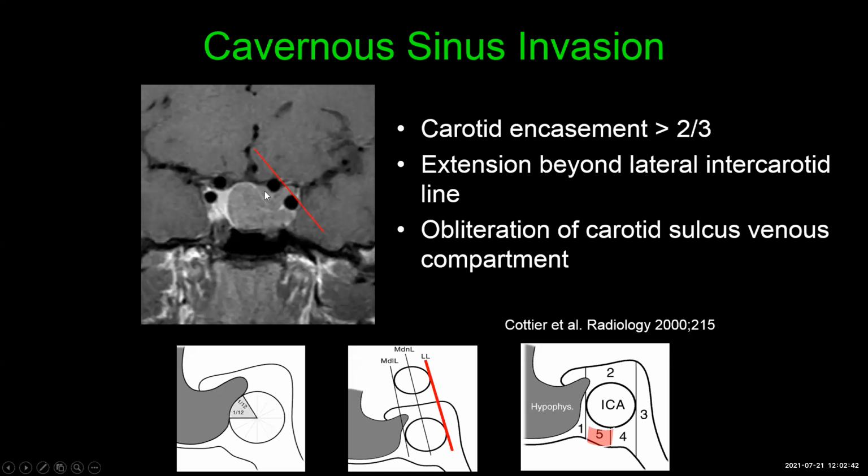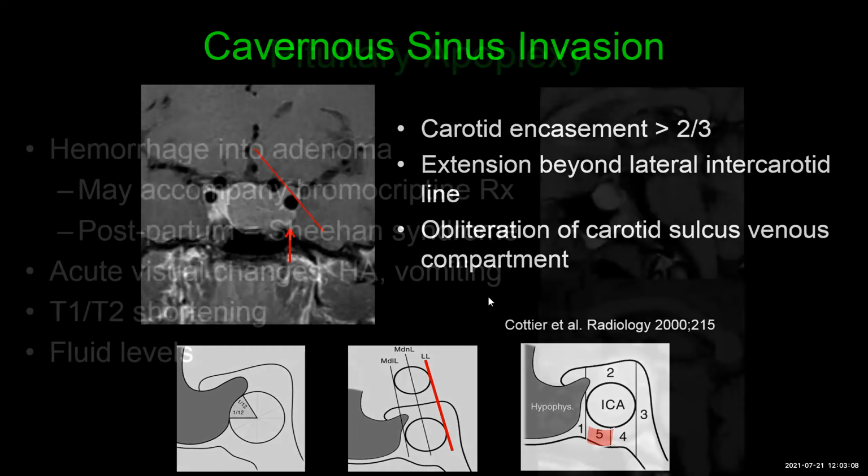So if we draw that on this image, we can see that here's our lateral intercarotid line, and the tumor has surpassed it. This means there is likely cavernous sinus extension. We can also look for invasion of certain segments of the cavernous sinus itself, particularly this carotid sulcus venous compartment. But these are the kind of things that we need to look for when we are mapping macroadenomas.